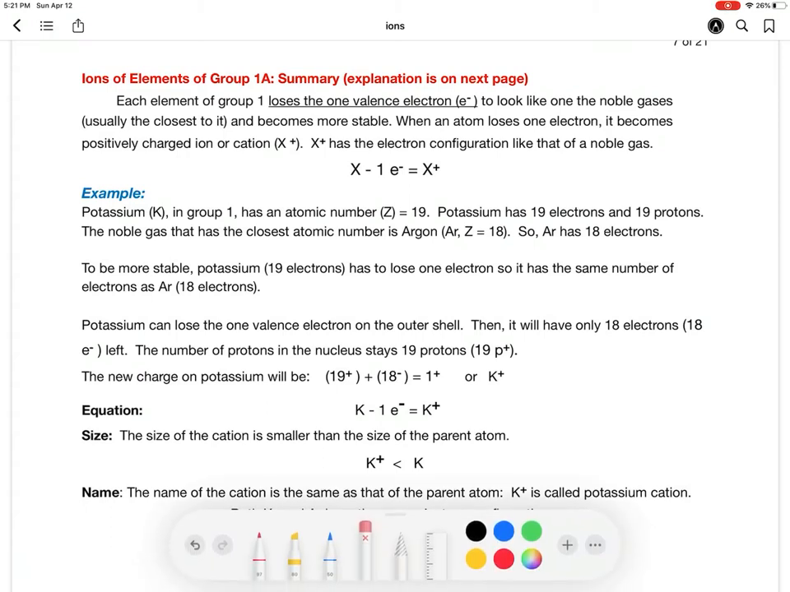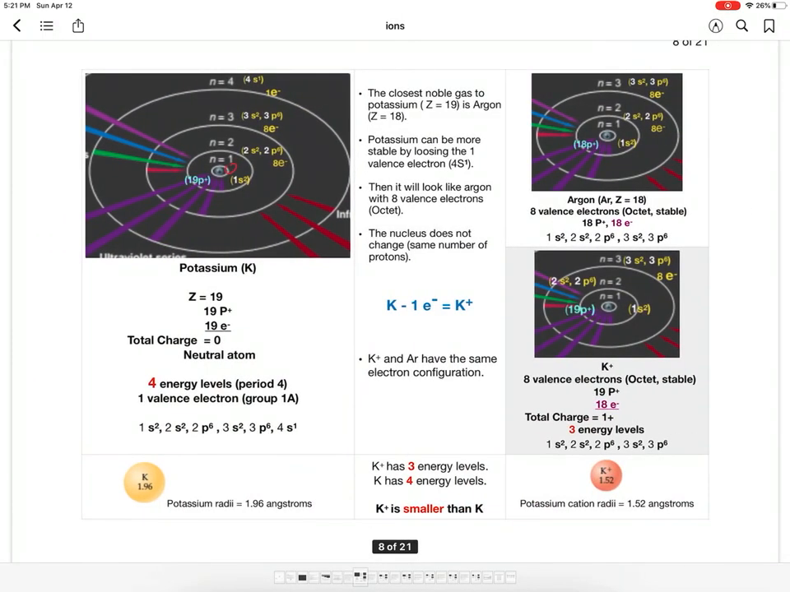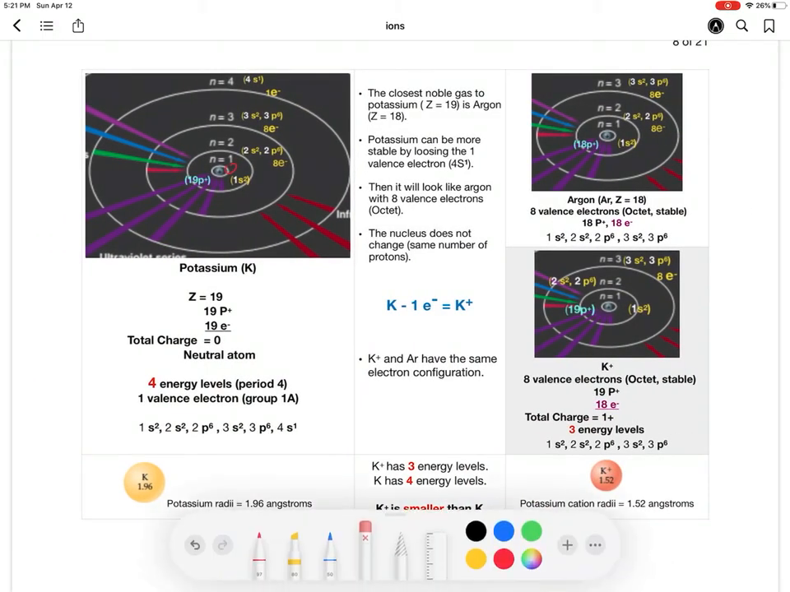Okay, now let's see what happens with elements of group 1. The element of group 1 will lose 1 electron and become 1 positive charge. I put the potassium here as an example, and I wanted to read this example because I have more explanation about it on the next page. This can be a lot clearer.